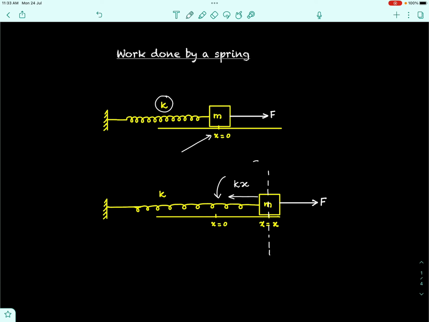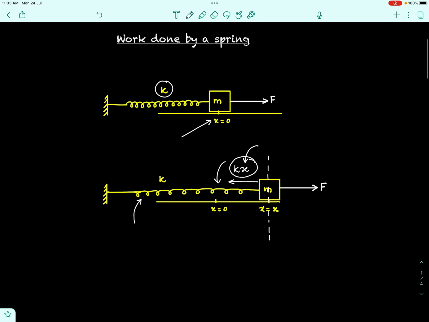Now since x changes continuously, the displacement of the block is changing continuously, as well as the extension in the spring is constantly changing, we understand that this force Kx, the spring force, is a variable force, right? And in order to find out the work done by the spring, we have to use the method of integration. So what we do is, we assume that when the block is at this displacement x, it undergoes a very small further displacement dx.